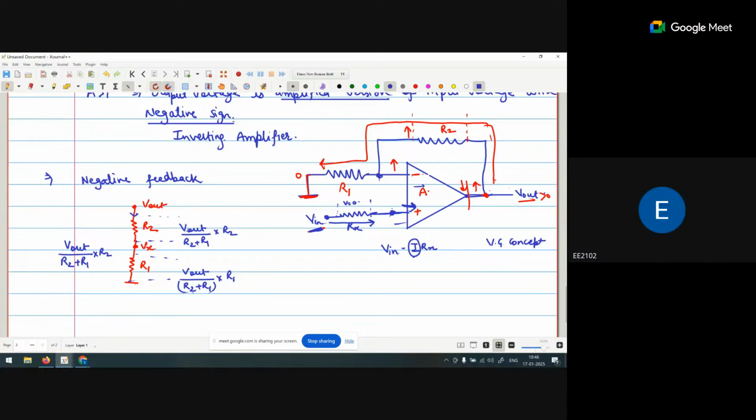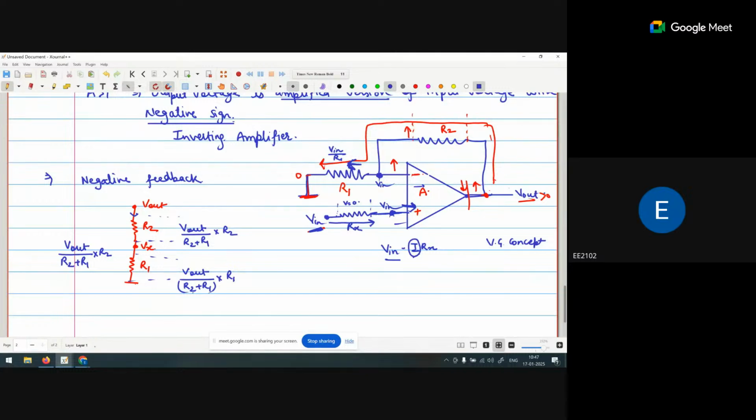So the current is zero, and I can say at this point the voltage is Vn. If this voltage is Vn, due to the virtual ground, this voltage is also Vn. Now the current in this particular branch is Vn by R1, because this voltage is Vn and this is the ground terminal.